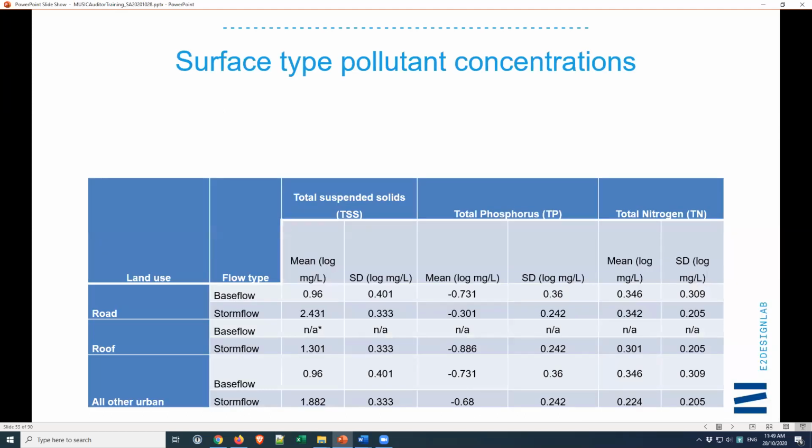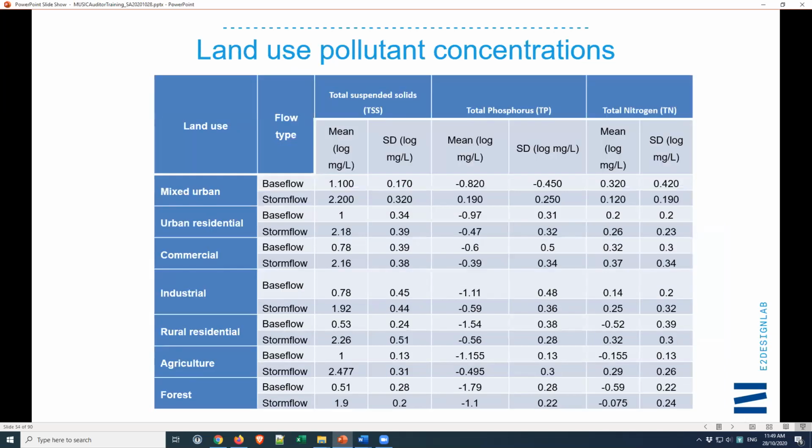Pollutant concentrations. Jude's put through a couple of questions on pollutant concentrations, just asking what we're adopting for that. So what we've got here is the recommended pollutant concentrations in the guidelines for different surface types. And so we've got the road, roof, and all other urban. We've then got a set of pollutant concentrations that can be used for different land uses. So the mixed urban is the default for MUSIC, and that's what you'll get if you just create a node. Now, this, in my opinion, honestly, is as good an estimate as any for representing typical urban stormwater runoff.